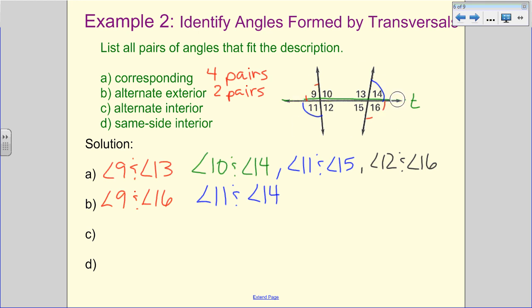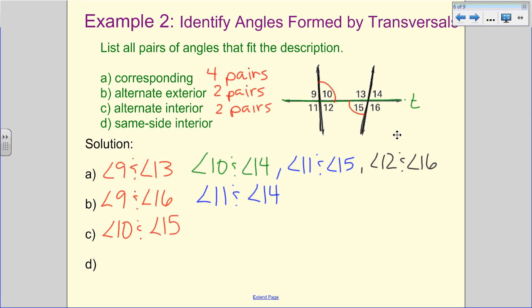Erase and start over. Let's take a look at alternate interior. Once again, we're only going to have 2 pairs here because we can only focus on the 4 angles inside the two lines. Because we're looking inside these 2 lines, I'm going to start with angle 10. Like I said, I start from left and work to right. So angle 10. I need to be inside, so I can only look at 13 and 15, and I need to be on the opposite side, alternate.